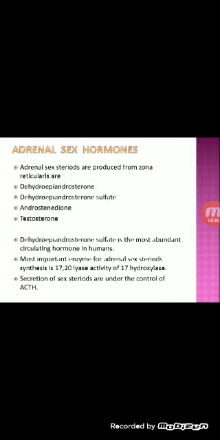A small thing about the adrenal sex hormones. The adrenal sex steroids produced from the zona reticularis are dehydroepiandrosterone, androstenedione, and testosterone. The most abundant is dehydroepiandrosterone sulfate, and the most important enzymes are 17,20 lyase activity and 17 hydroxylase. Secretion of sex steroids is under the control of ACTH.